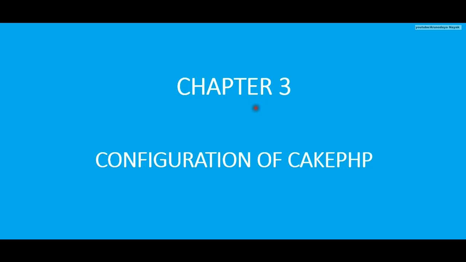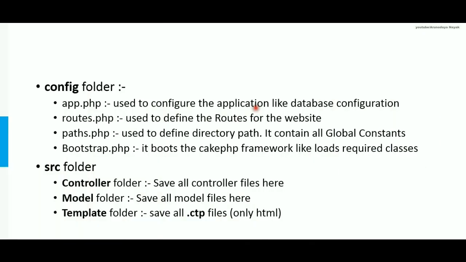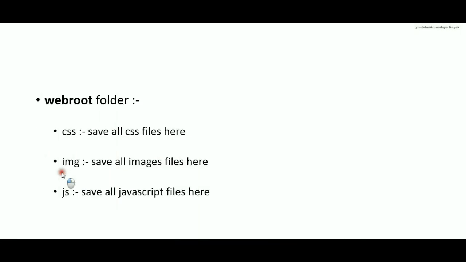This is chapter number 3. We'll discuss the directory structure of CakePHP 3.4. Three most important folders are there in the CakePHP framework. The first one is the config folder, the second one is the src folder, and the third one is the webroot folder.